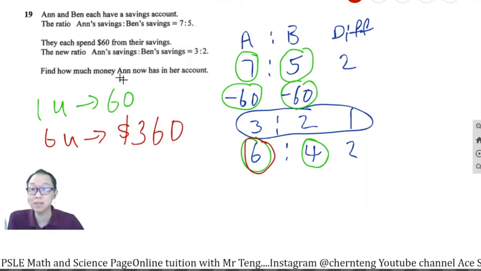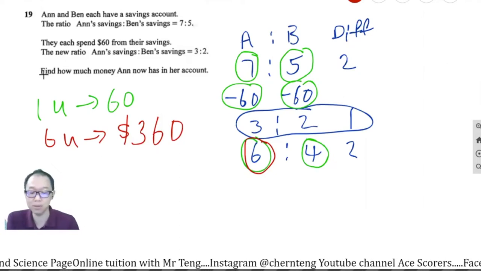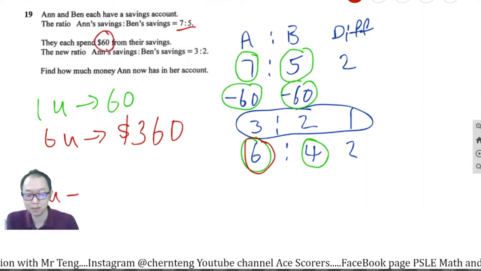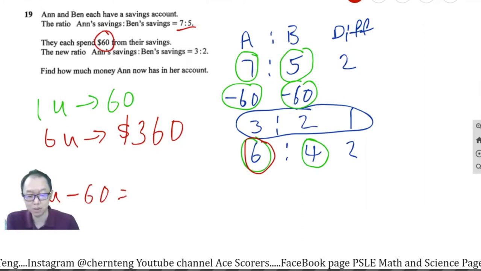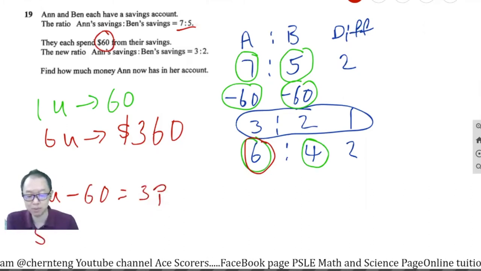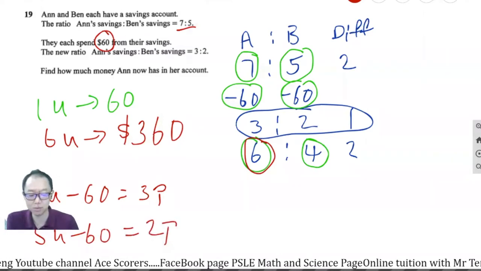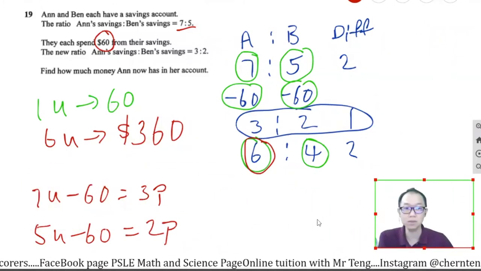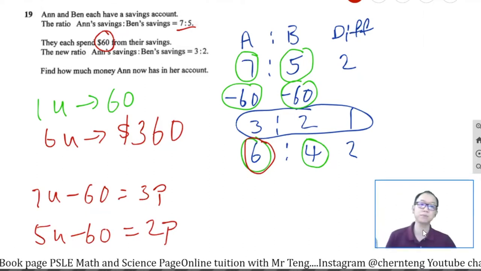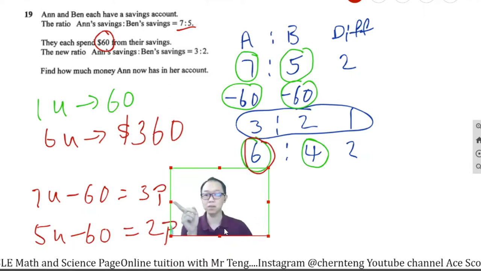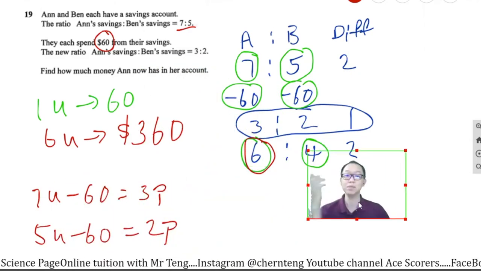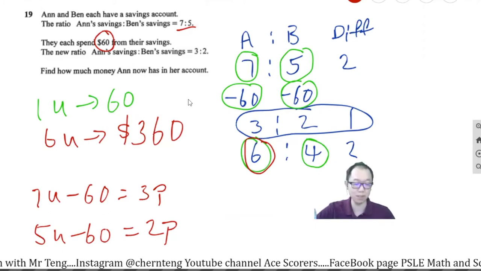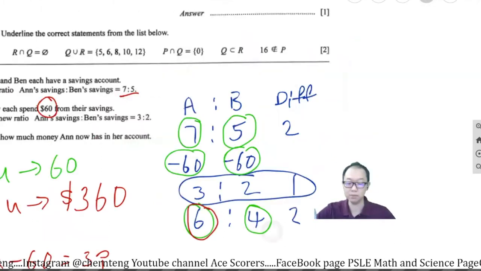Now, if you want to use simultaneous, how does it look like? Let me just write out the equation. So at first, 7:5. That means 7u minus 60 is equal to 3p. Then after that, 5u minus 60 as well is equal to 2p. Oh, I'm blocking the answer. Okay, so can you see that? Equation 1, equation 2. Go and solve simultaneous, you will find u and p. That's it. Simple as that. So either method is fine. They don't really restrict you which method you can or cannot do. Okay, next.